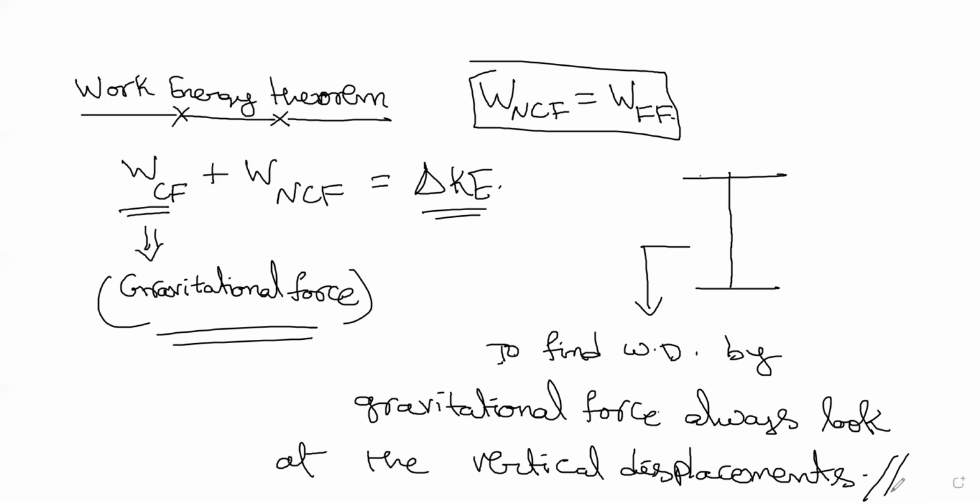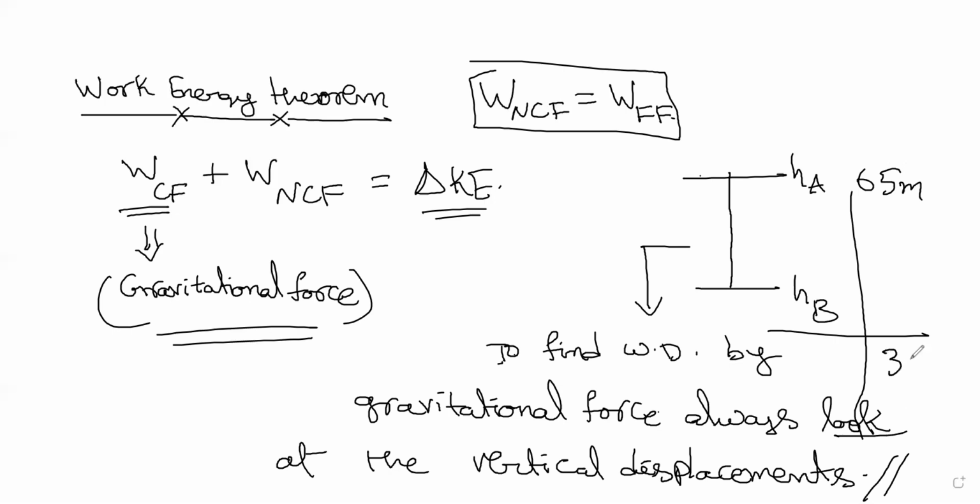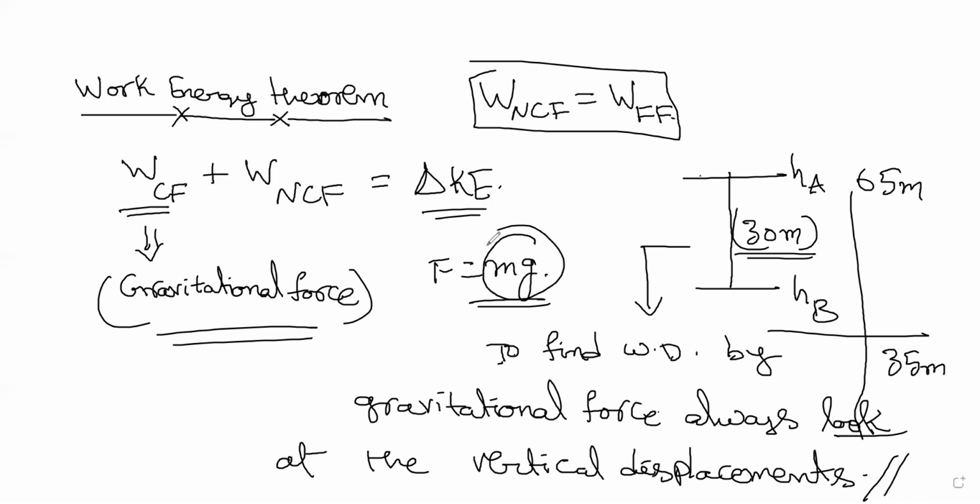Now in the diagram, what is the vertical displacement? This point is HA and this point is HB. They have given this from the ground. This is about 65 meters and this is about 35 meters. So the vertical displacement from A to B is about 30 meters. And the gravitation force is m into g. So mg into 30. Job done.